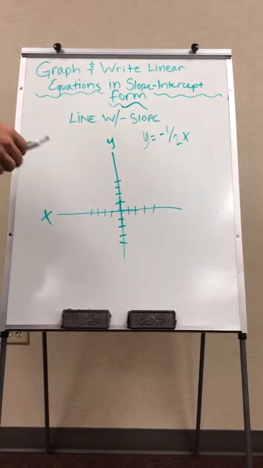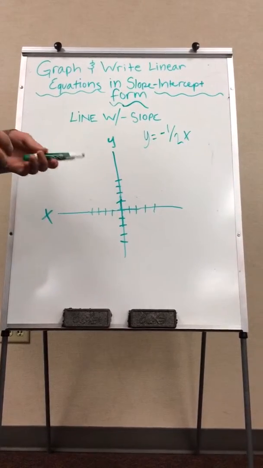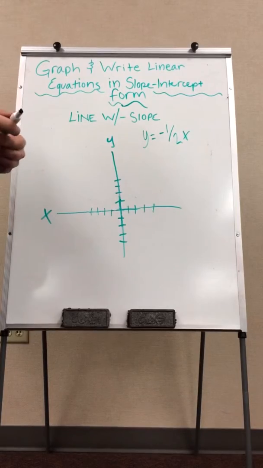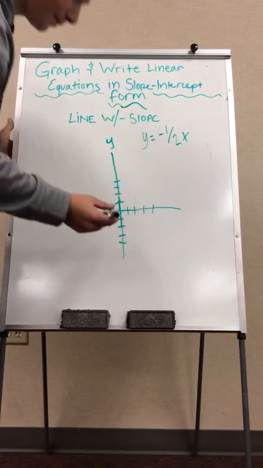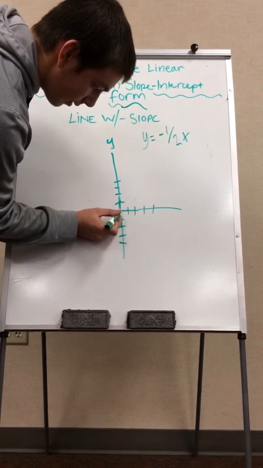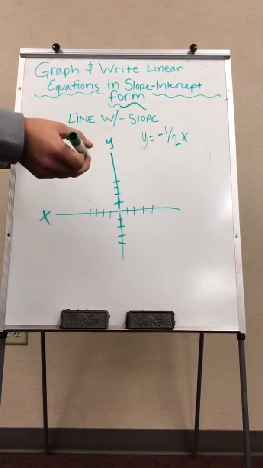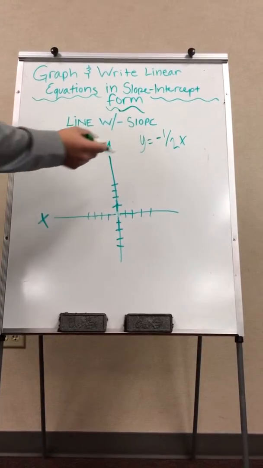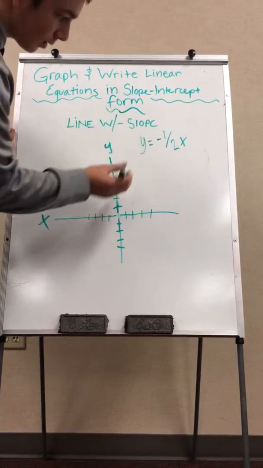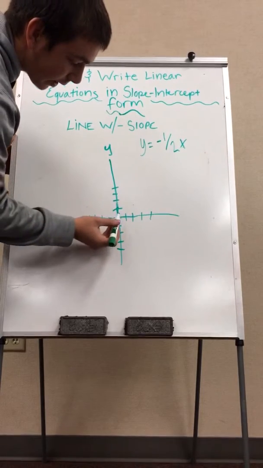Now, how to graph lines with negative slope, and the equation here is y equals negative 1/2 x. So first you need to find the y-intercept, and in this case it's 0. And now we're going to go just the same as with the positive slope, rise over run, but it's negative, so you're going to have a negative line.